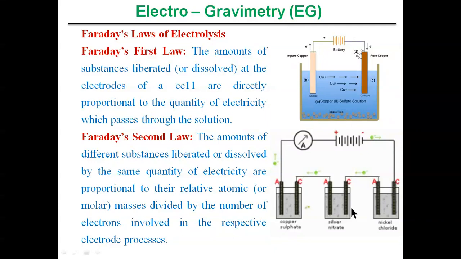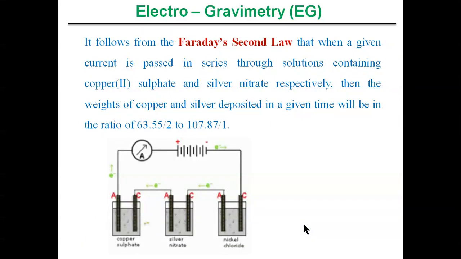That amount is proportional to their relative atomic masses divided by the number of electrons involved in the respective electrode processes. You will understand this better by taking an example. For example, we have two cells: one cell containing copper sulfate solution and the second cell containing silver nitrate solution.